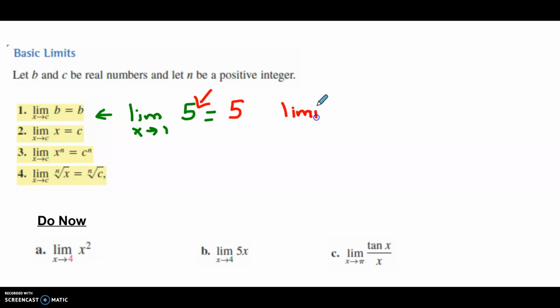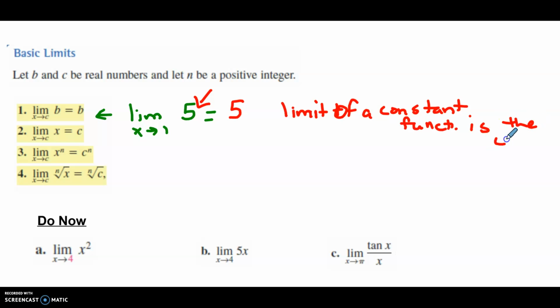The limit, and you might want to write that down, the limit of a constant function is the constant. Right, that's what that rule is saying, and that's a big one. So b is a constant, so the answer is just b.